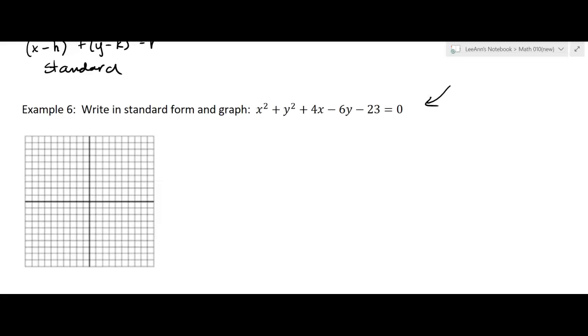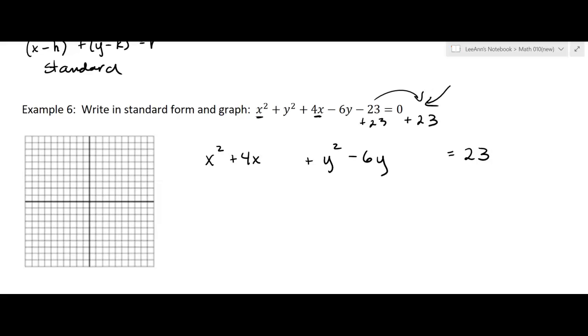Okay, to get it in standard form, you're going to put the constant on the other side. That probably makes sense. So you're going to add the 23 over. And then it's called putting things together. Like the x terms, you want those together, and leave a little space. And then you're going to want the y terms together, and leave a little space. And then we have the 23 over on the right-hand side. Okay? So make it look like that.